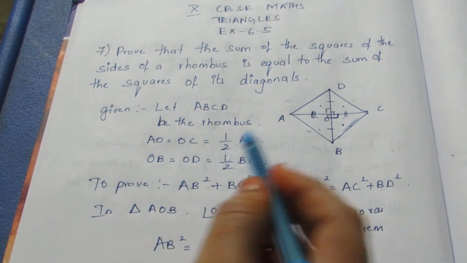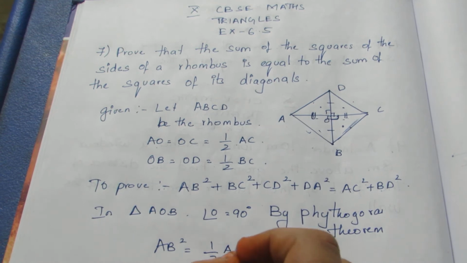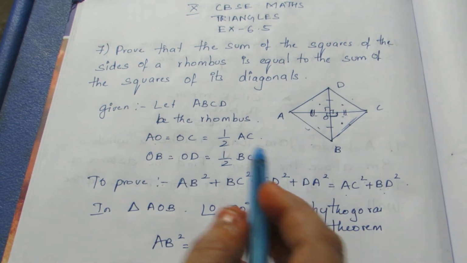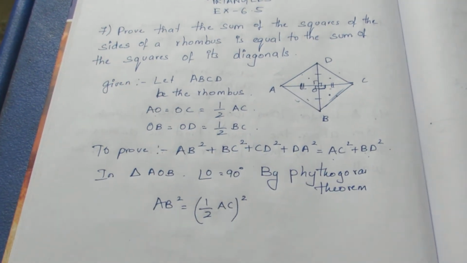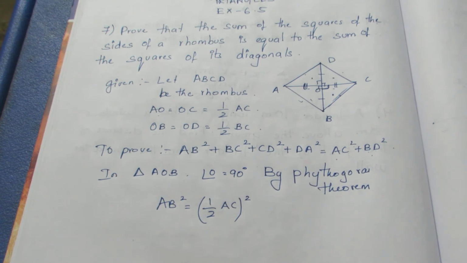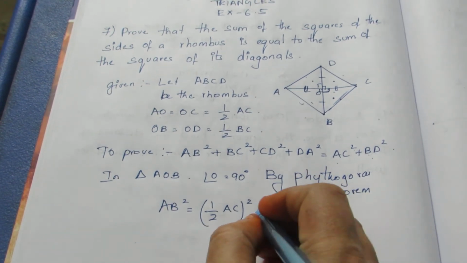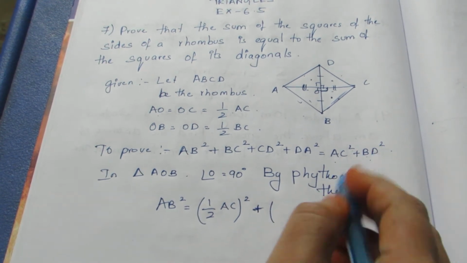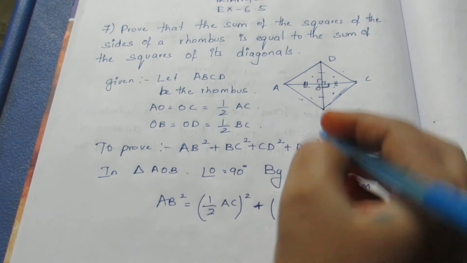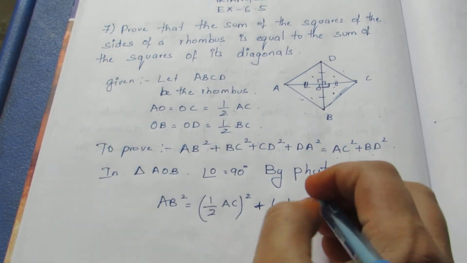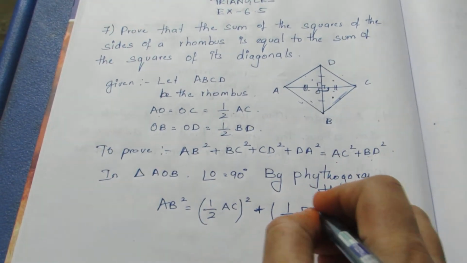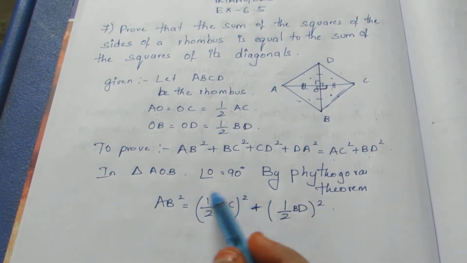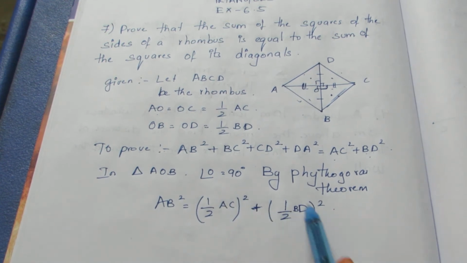Instead of OA square, we write half AC square. It is better to substitute half AC square because we need to prove in terms of AC and BD. If you go with OC or OA, it will be quite tough to reach the final answer. It's better to go with AC and BD as given to prove. Instead of OB we can write half BD, the whole squared. So it is half AC square plus half BD square.